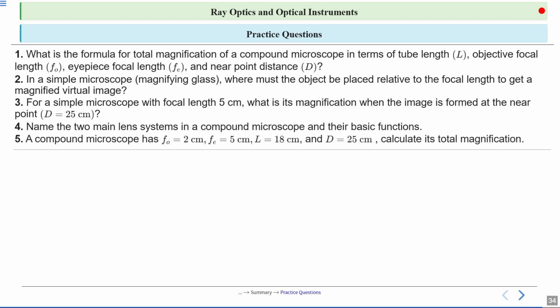Finally, let's calculate the total magnification of a compound microscope with given parameters: objective focal length of 2 cm, eyepiece focal length of 5 cm, tube length 18 cm, near point distance of 25 cm. Use the formula for total magnification which combines the magnification of the objective and eyepiece lenses to find the answer.